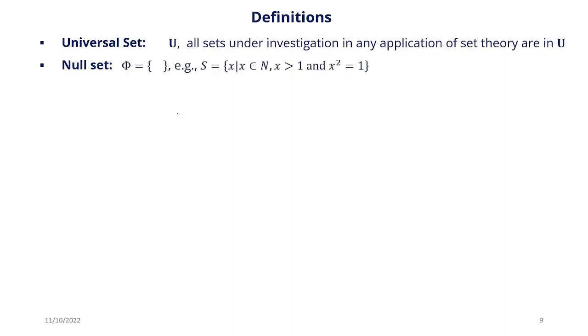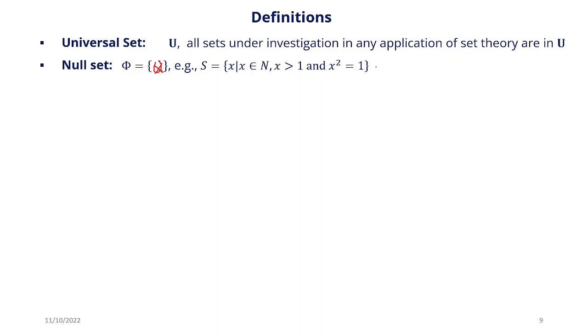There is also the concept of the null set, which is the empty set. So we just create that by creating this empty set that you have here. There is nothing inside it. For example, we can create a set and say x is equal to x such that x is in the set of natural numbers, x is greater than 1 and x squared is equal to 1. This kind of arrangement does not exist. We will use a program to prove it later.